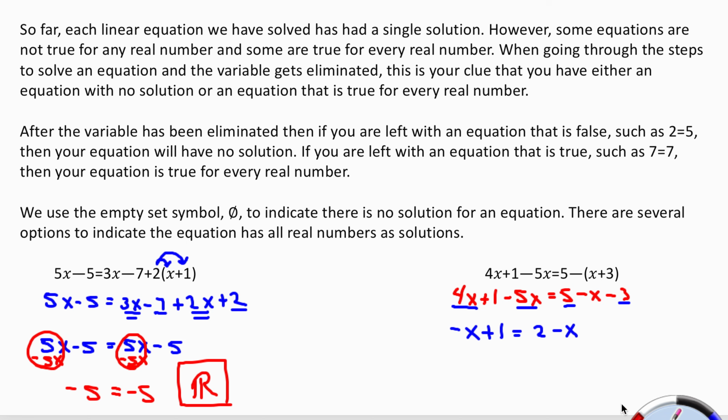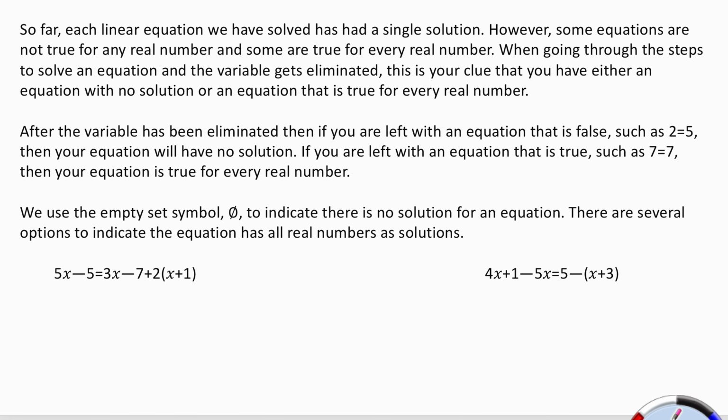Put all your variables on the same side, so let's add x to both sides. Oh, if your variables disappear, you make a choice. And because this is not true, then my answer is there is no solution. Okay. Let me know if you need anything.